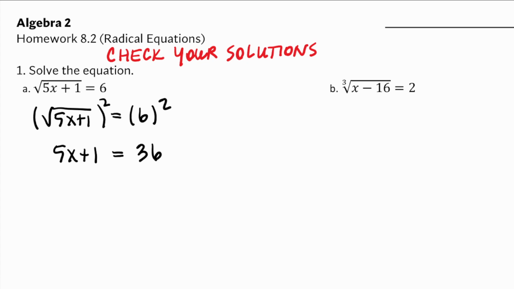is equal to 36. I'm going to subtract 1, divide by 5, and I get x equals 7. Okay, I'm just going to quickly check and say, all right, that's the square root of 36 equals 6. I feel good about that. I'm ready to move on.